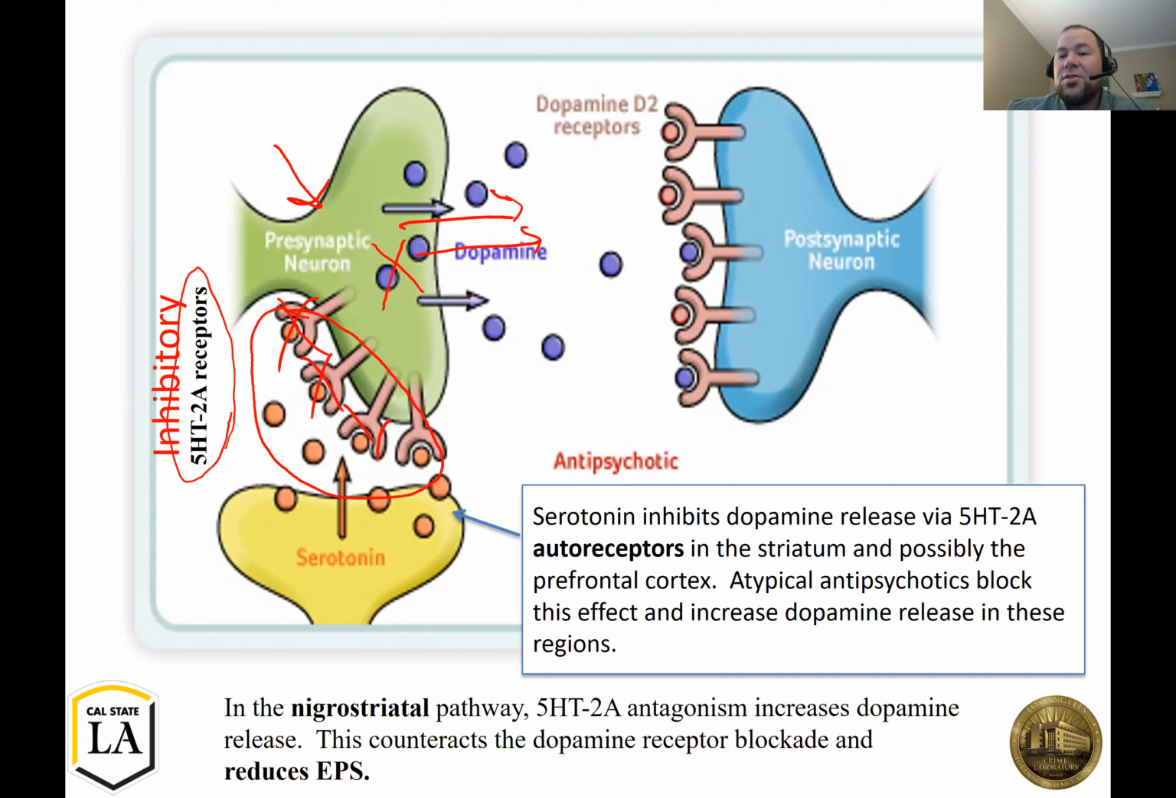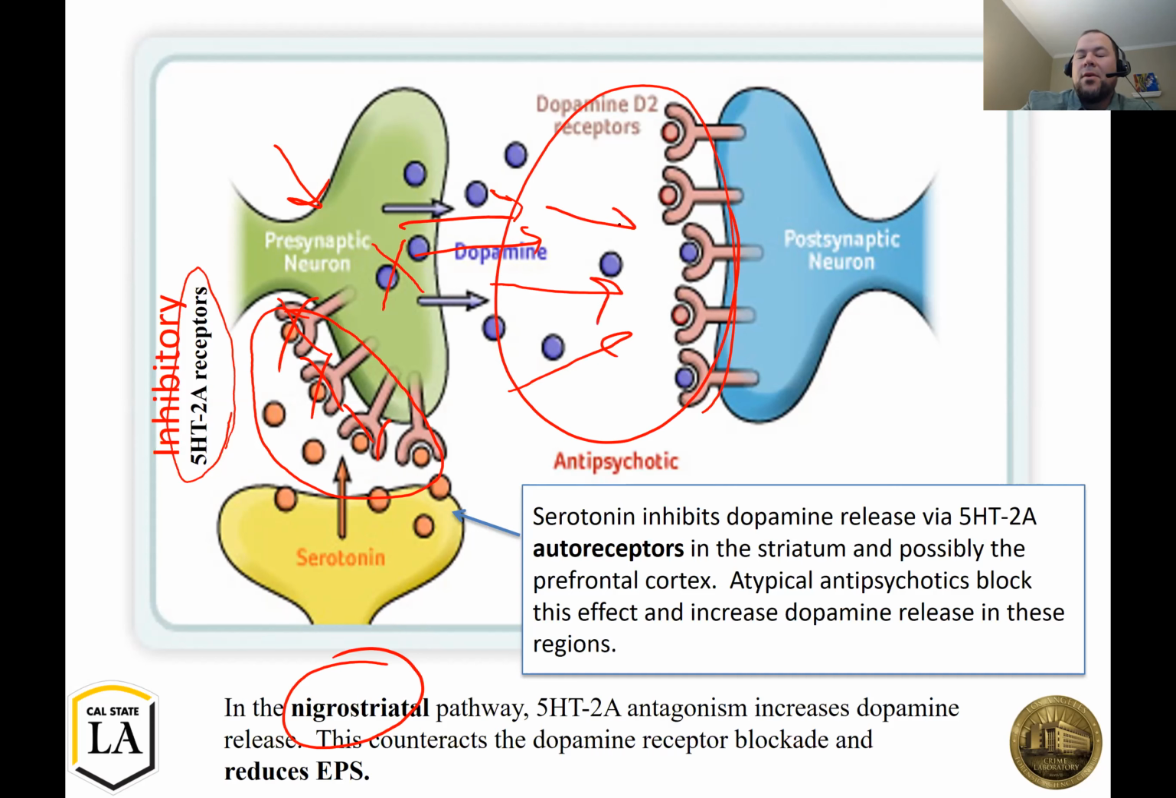Okay, and that's hugely beneficial because it's this synapse here in the nigrostriatal pathway where we're blocking D2 that we see extrapyramidal side effects. If we can push on more dopamine, then we can sort of overcome the D2. Remember, our brains are in a bucket, right? The drugs just don't go to one synapse only. The drugs are on board, they're systemic. The drugs are hitting all of the brain, right? They're hitting all the synapses, right?